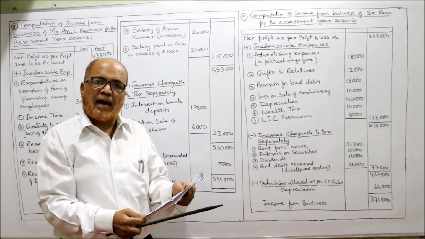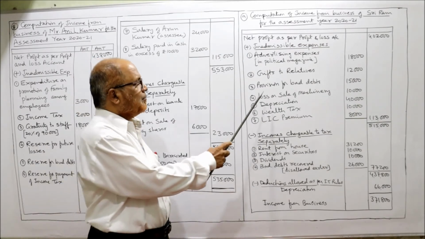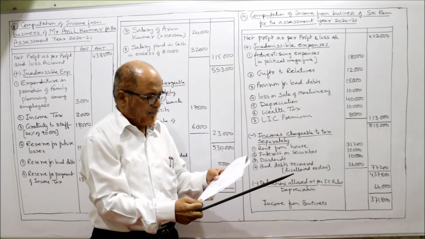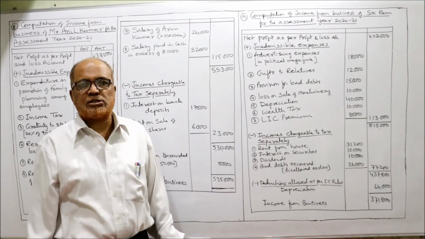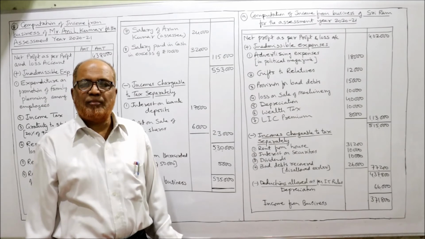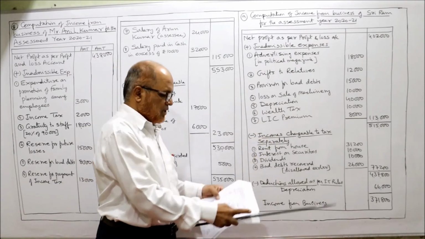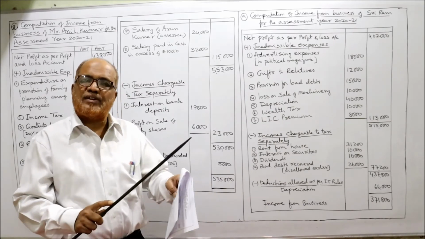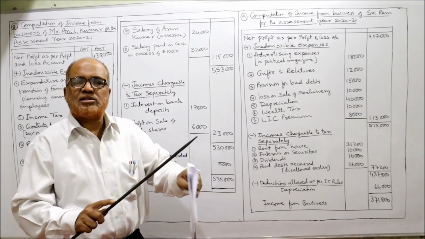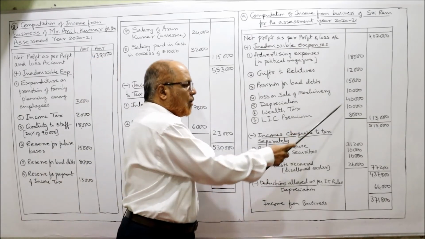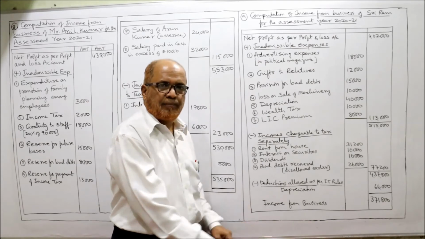Bad debts allowed. Provision for bad debts disallowed, 15,000. Loss on sale of machinery is a capital loss, so not allowed as deduction. Depreciation, first of all, it will be disallowed. 40,000 rupees debited to profit and loss account, disallowed. Later on, depreciation as per income tax rules will be allowed.